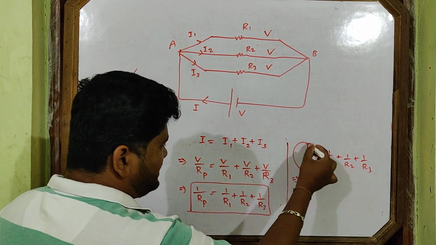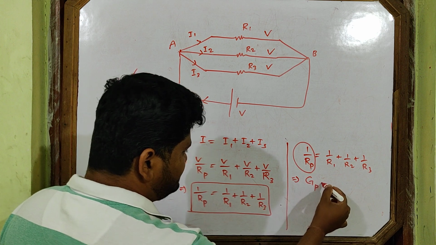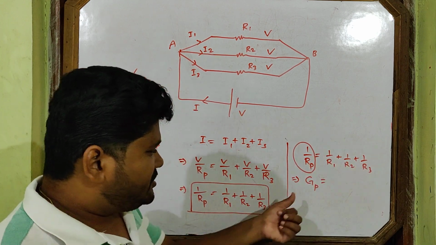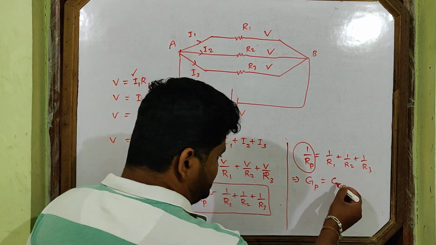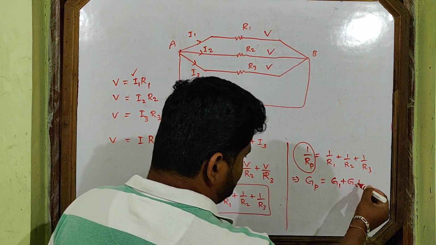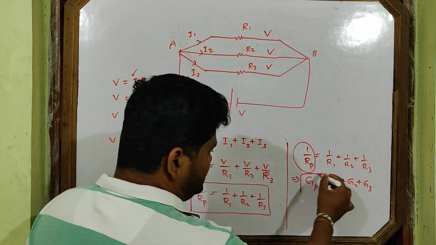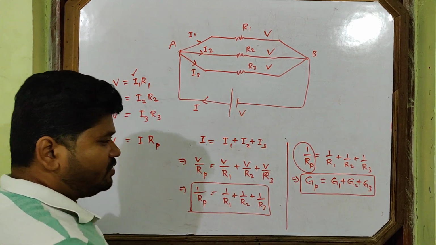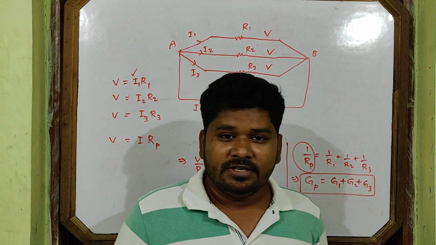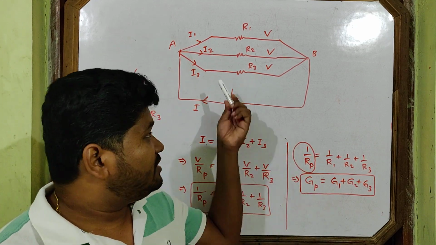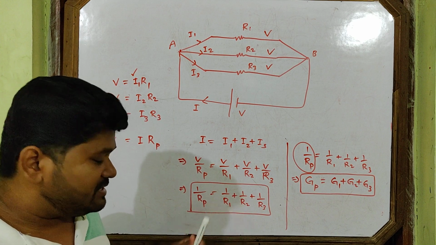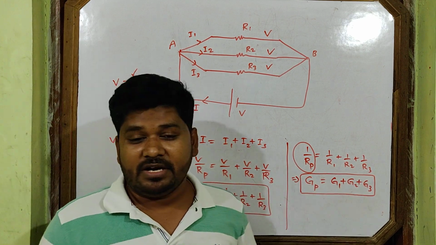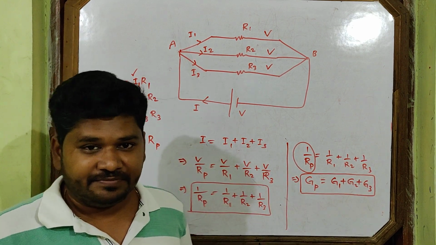So in place of 1 by Rp I will now write Gp. The reciprocal of resistance is called conductance. This is G1, this is G2, this is G3. This is the effective conductance formula for parallel combination of resistors. For parallel combination of resistors, this is the effective resistance formula, this is the effective conductance formula, just the reverse.